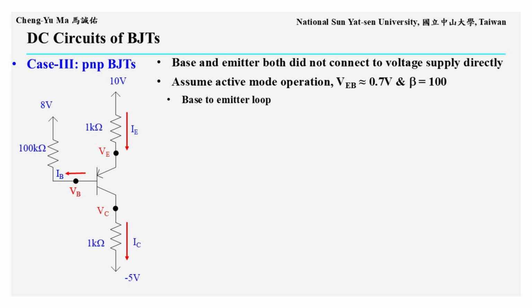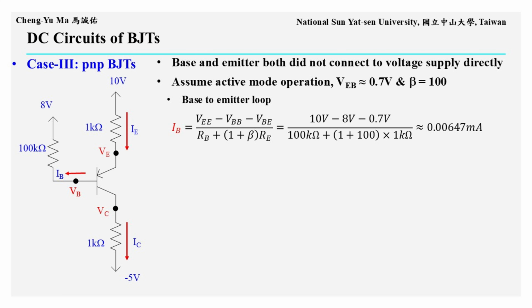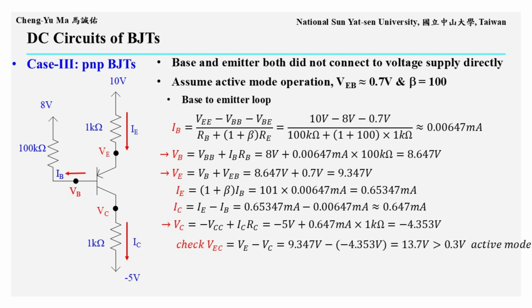Next, let us look at a case 3 example using a PNP BJT. Again, we use the resistance reflection rule to solve for IB. The total resistor voltage is 10 volts minus 8 volts minus 0.7 volts. The denominator is 100 kiloohms plus (1 plus 100) times 1 kiloohm. This gives IB approximately 0.00647 milliamps.